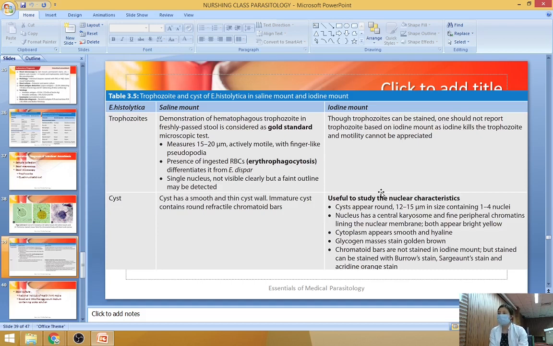Glycogen mass stains golden brown. We already know this iodine mount will be yellowish in color only. Chromatoid bars are not stained in iodine mount, but they can be stained with Heidenhain stain, Sargeaunt stain, and acridine orange stain.